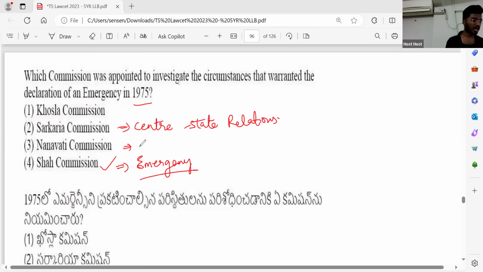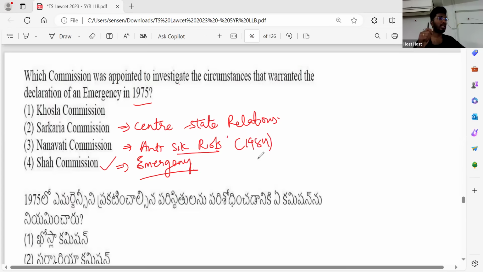Now, what is this Nanavati Committee? Nanavati Committee was constituted in the year 2000 to look into the anti-Sikh riots. Riots are basically disturbances where people are hitting with stones and all. These anti-Sikh riots happened in 1984. Some innocent Sikh people were killed in these riots. To investigate that, the Nanavati Commission was constituted.